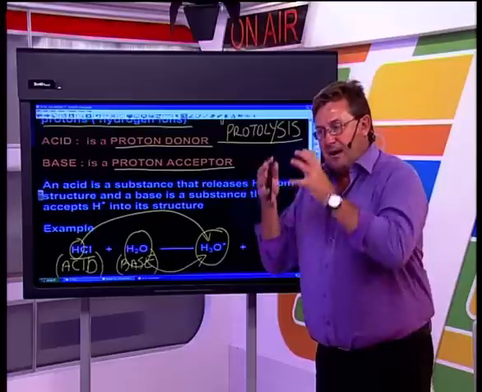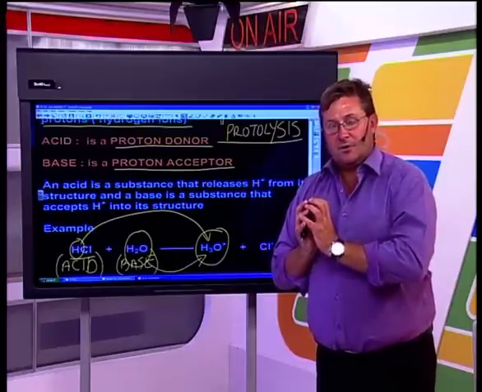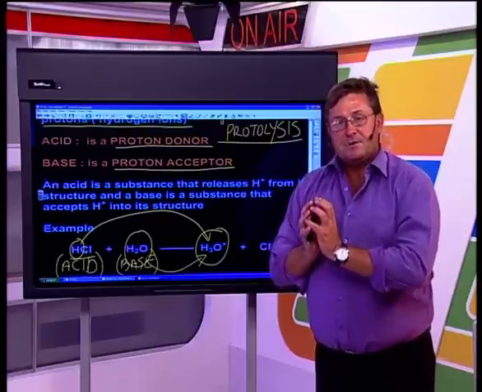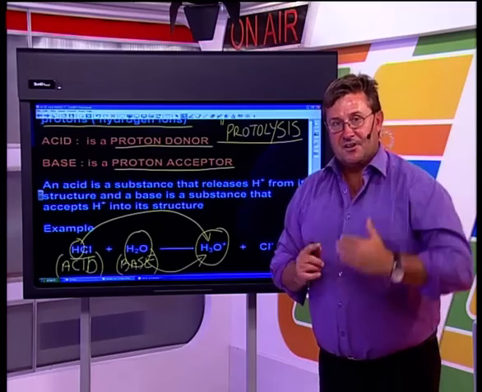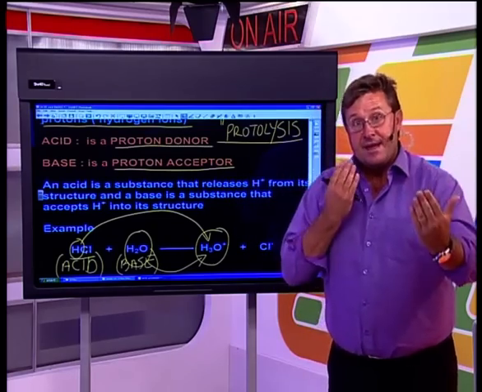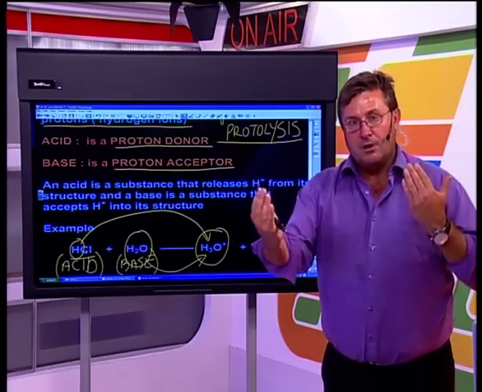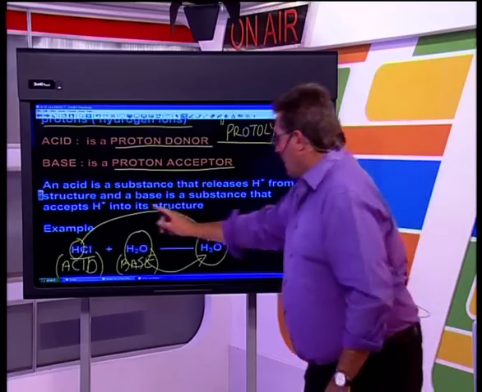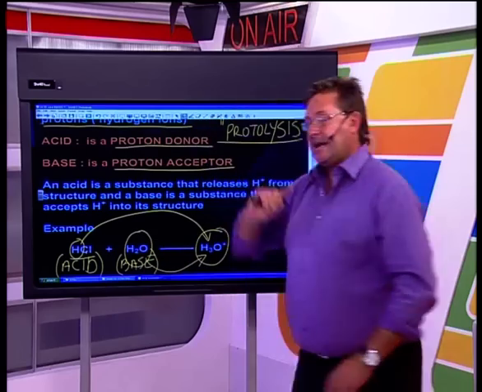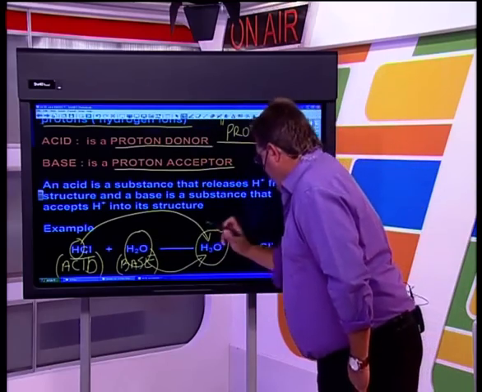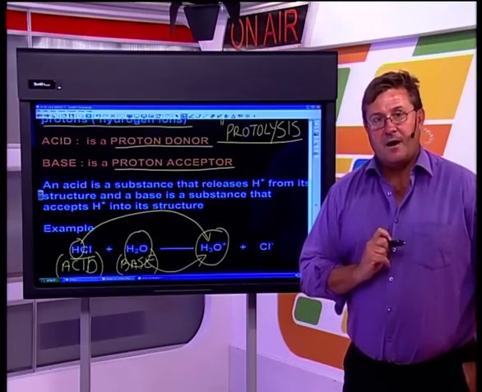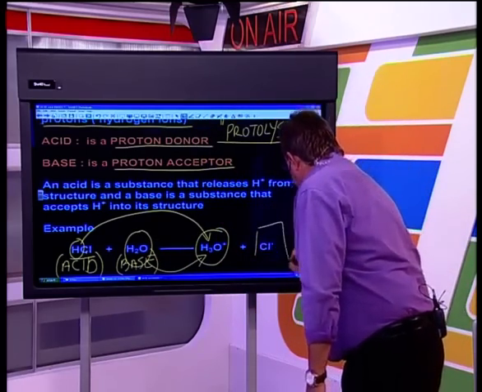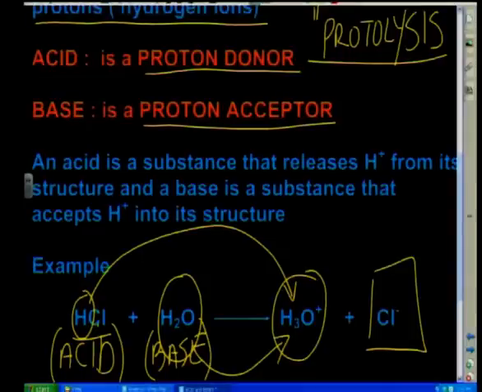And there's nothing that can accept a proton, if you look at it the other way around, unless there's something donating it. So there have to be two different molecules in the system, two different substances, an acid and a base. We're going to form our hydronium ion, and then we've got this little guy over here, the chloride ion. Where does that come from?